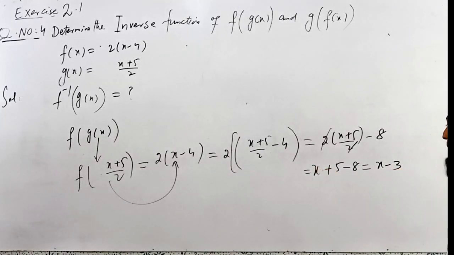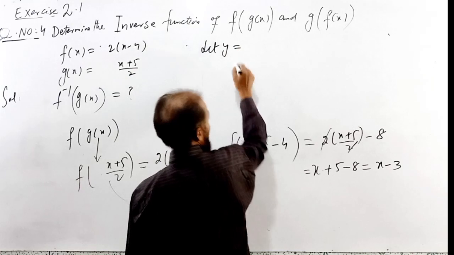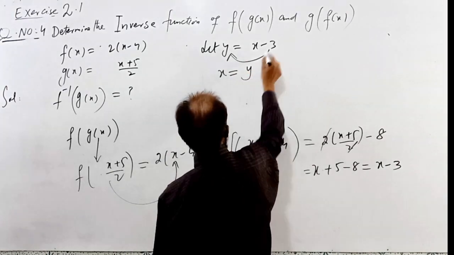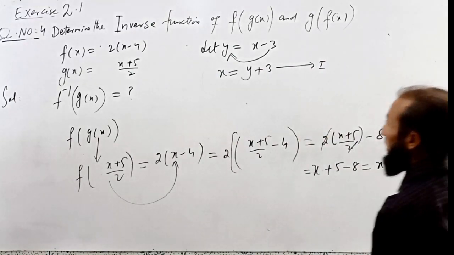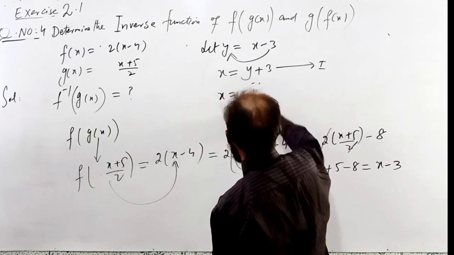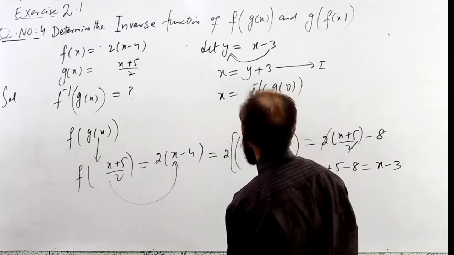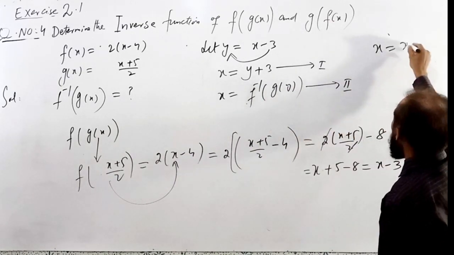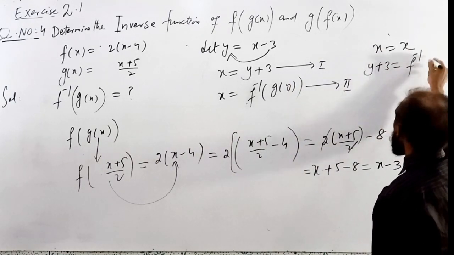x minus 3. Suppose let y is equal to x minus 3. So we change this value, we are required x value. So the sign is also changed: y plus 3. Now we can write this function, x is g inverse f inverse g of y. So comparing equation number 1 and 2, both x and x are equal. So it means that y plus 3 is equal to f inverse g of y.